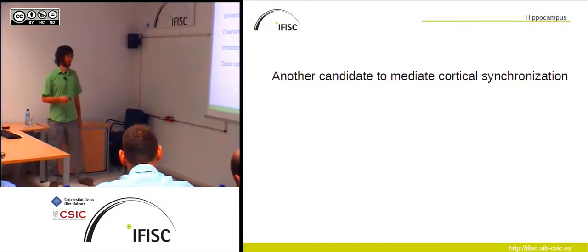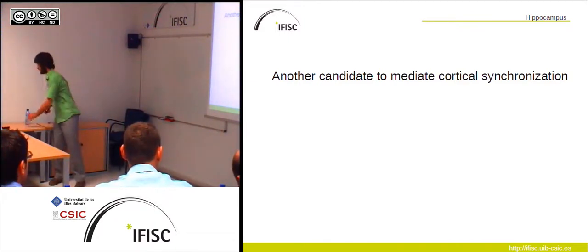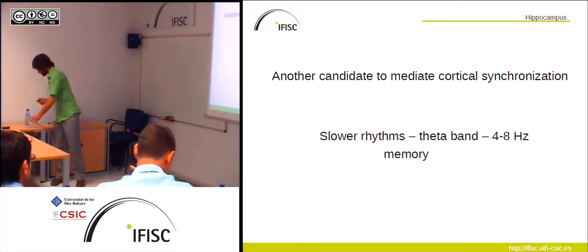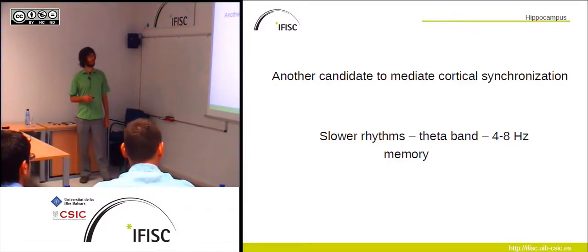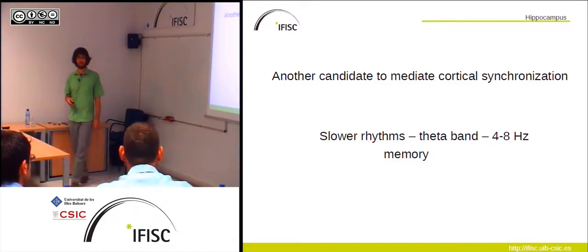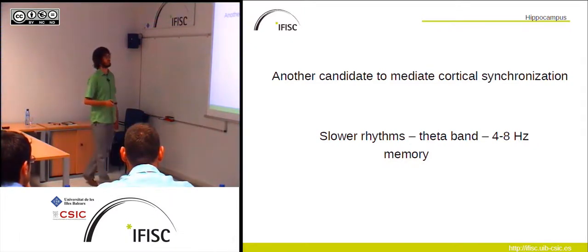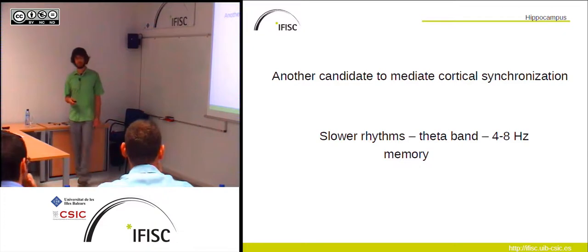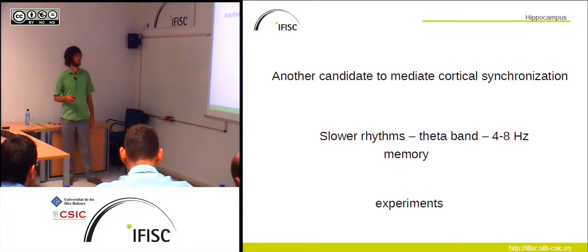In this case, we consider the hippocampal cortical circuit. This is another candidate to mediate the cortical synchronization. The hippocampus is active at slower rhythms, in this case the theta band, and it's associated with memory functions. Memory relies on precise spike time because of plasticity and STDP rules. So if there is no precise spike time, this would mess with memory formation and memory activity.